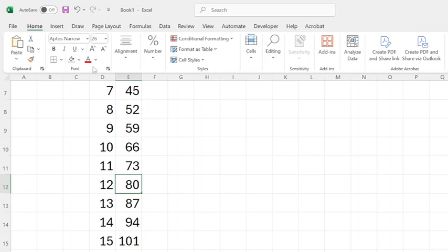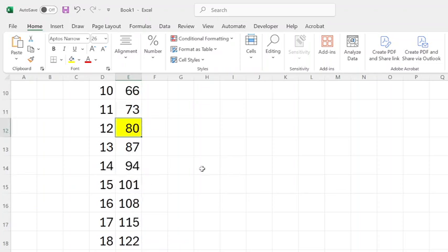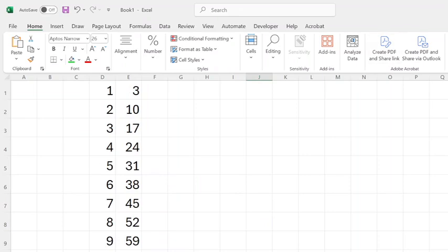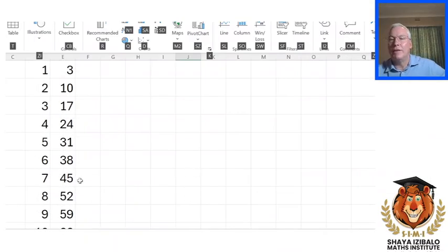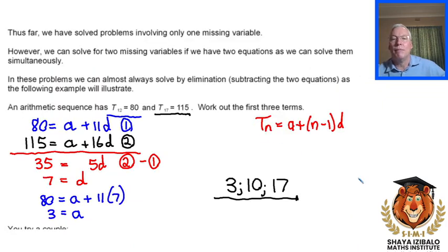T12 is 80, exactly as it was meant to be. And let's go and look at T17. There it is. T17 is 115, exactly as it's meant to be. Does it make sense? It always makes sense. Okay, right, let's minimize that and go back to here.